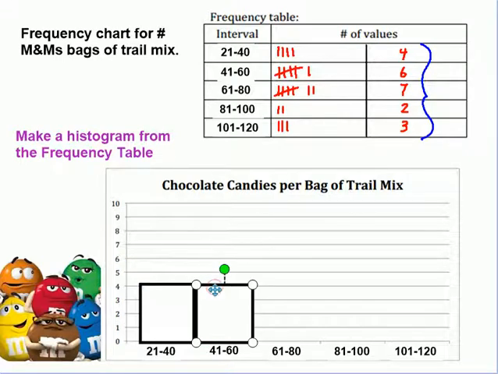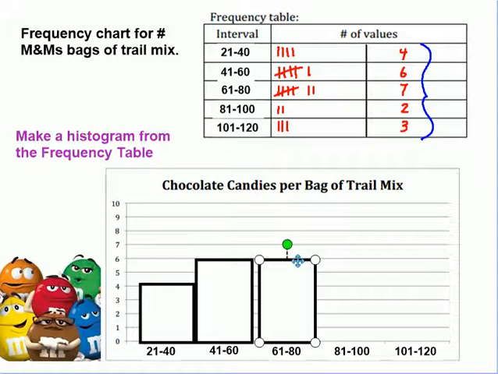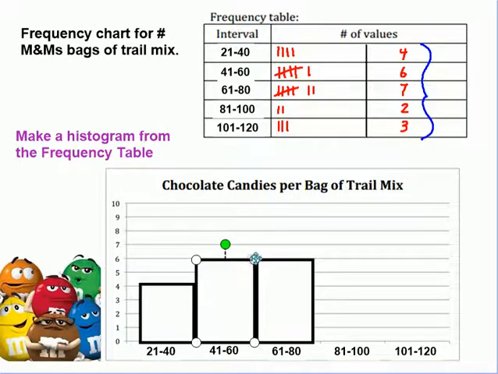All right, so now I've got this. Between 41 and 60, there were 6 data items. So I need to slide this up here to 6 right there. All right, now we need to create one more. So I'm going to copy that one and drag it over here, put it right over there. And for 61 to 80, I'm going to have to spread that over just a little bit. 61 to 80, there are 7 of those, so we need to bring that up to 7 right up there.